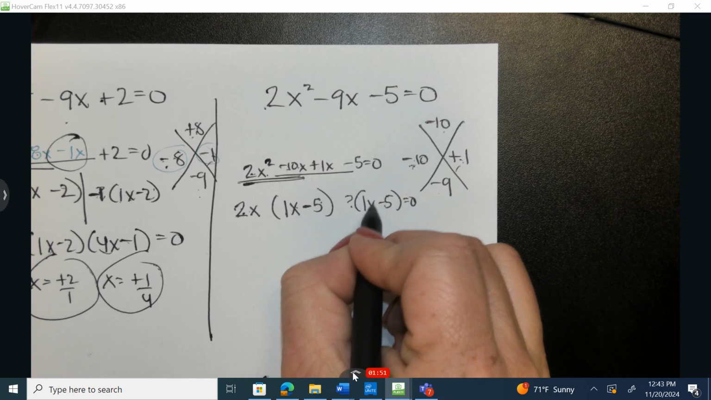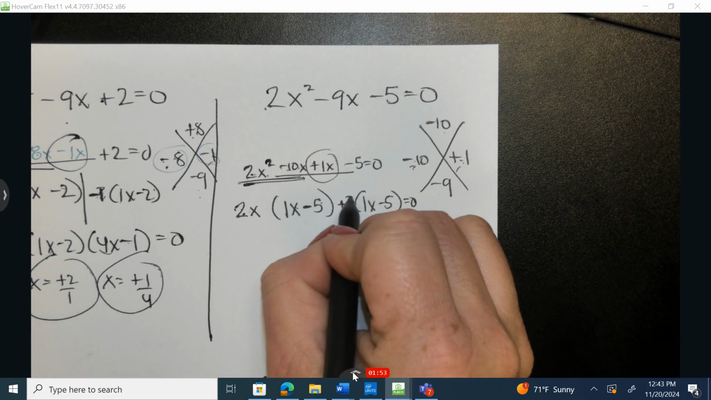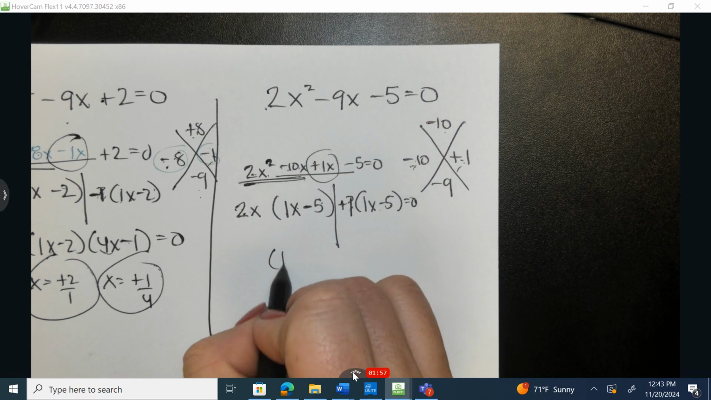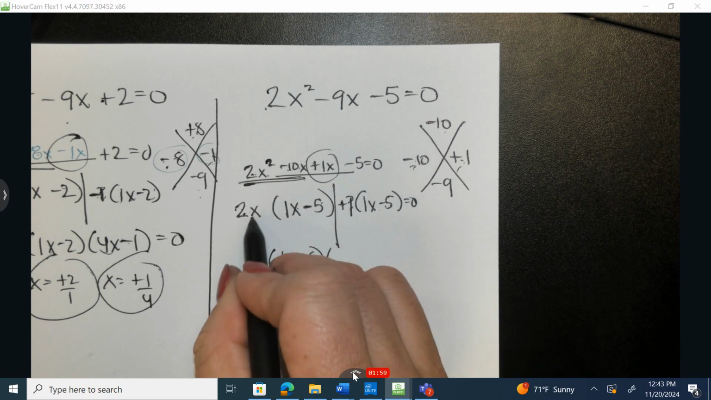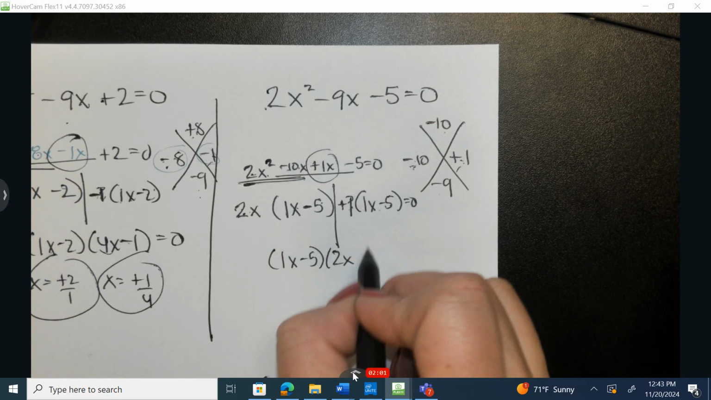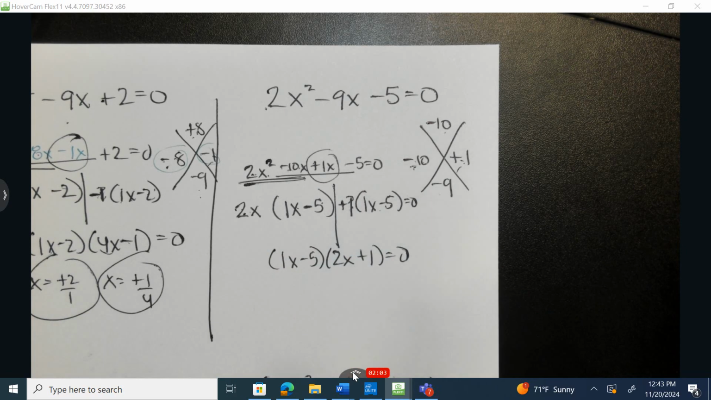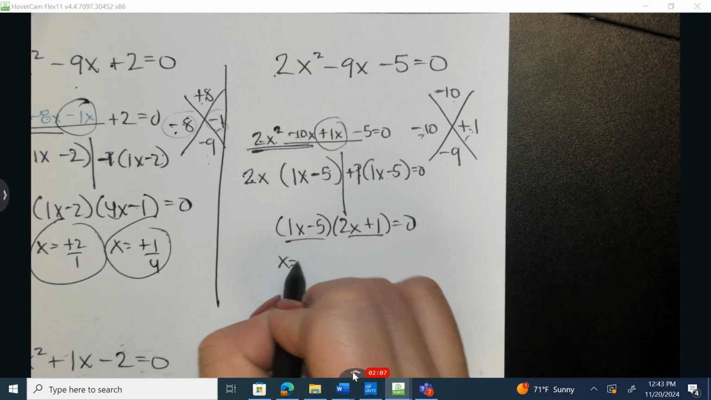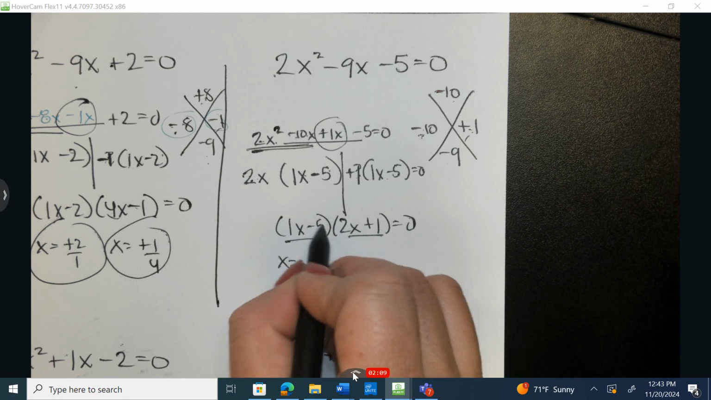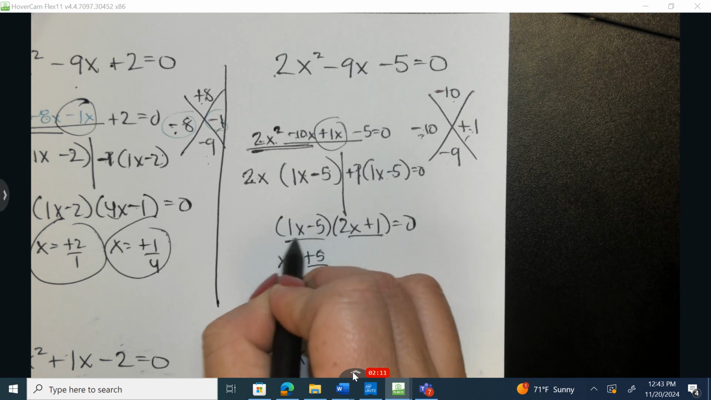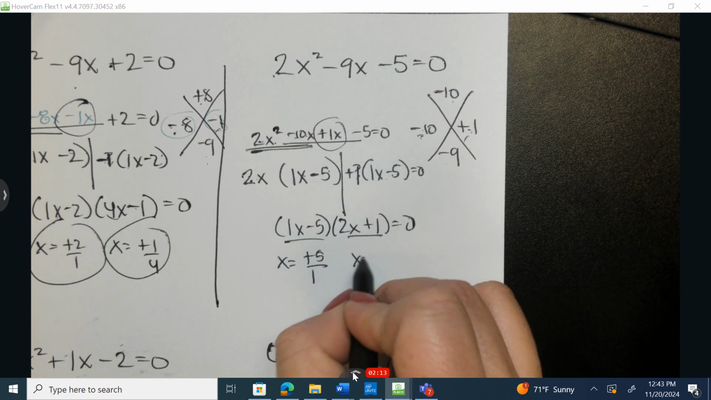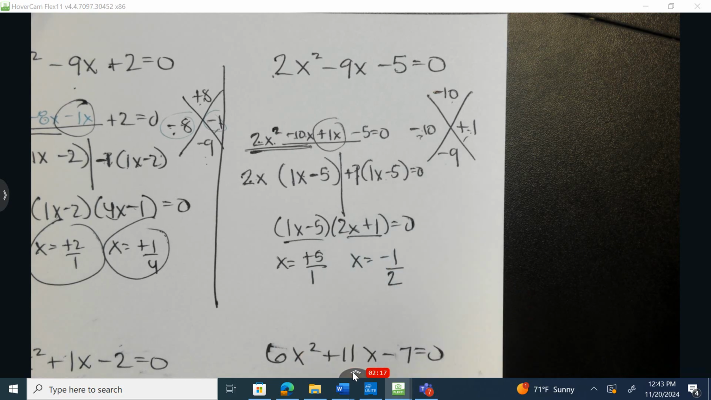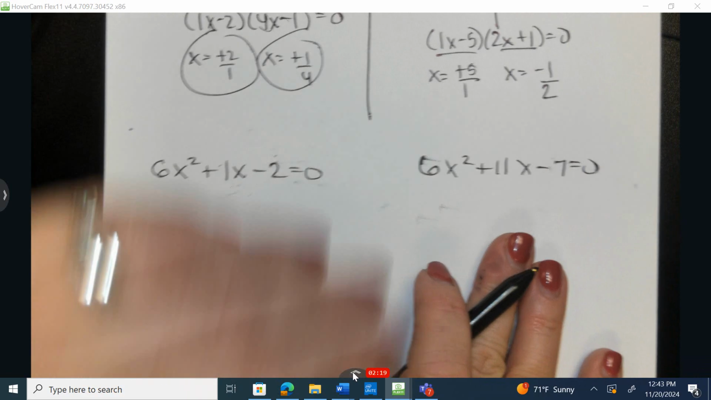What value times 1x is a positive 1x? And 1 times negative 5 is negative 5. They both contain a 1x minus 5. In front of the first part is a 2x, and the back part is a positive 1. Okay, so I'm going to take each of these factors and then use the shortcut. So what's in back of the x, we do the opposite sign, and we're going to divide it by the number in front of the x. Let's do one more.